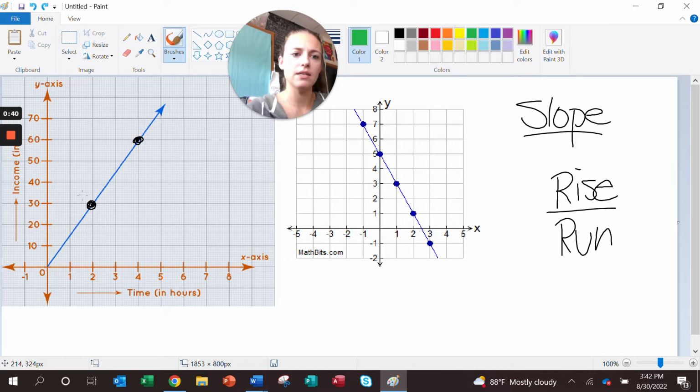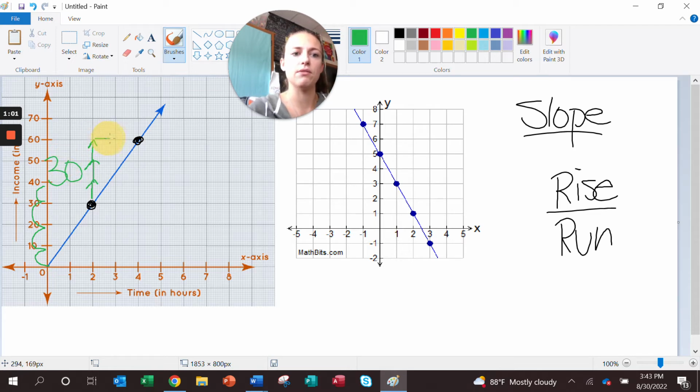So my rise is going to be 1, 2, 3 boxes. Be careful. Look at what this axis is counting by. Every box or every jump is worth 10. So even though I am rising 3, since every box is worth 10, I just rose 30.